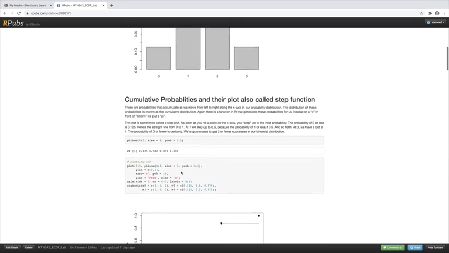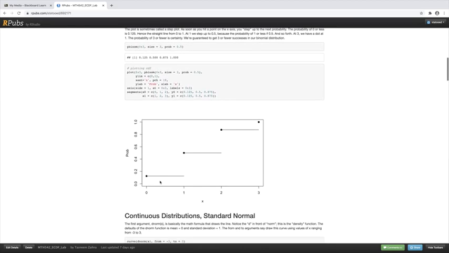So we can use this little code here to plot this, and as you can see, it's a step function. So 0 to 1, it is 0.125, and as soon as you hit 1, you go to the probability of 1 or less, which is 0.5. So we are up here at 0.5, then we are at 0.875, and then the last one is 1, the probability of getting 3 or less.